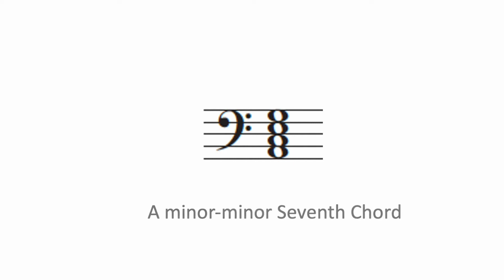So let's take a look at this chord. I'm going to play this up an octave so you can hear what that sounds like. This chord is an A minor minor seventh chord. We know that because we know how a seventh chord is constructed. The triad is a minor, so that's the first part. The second part is the interval of the seventh, which is also minor. So that's how we know that this is an A minor minor seventh chord.